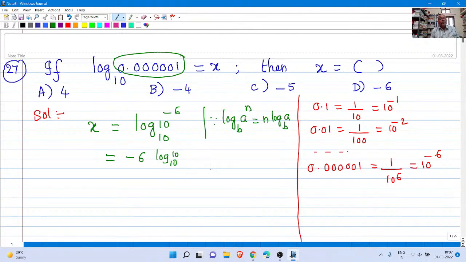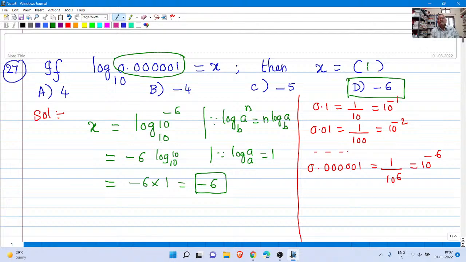We have one more property of logarithms: log a to the base a is 1. So minus 6 into 1, our answer is minus 6. So D is the right option. Yes, Uday Kumar, you are absolutely correct.